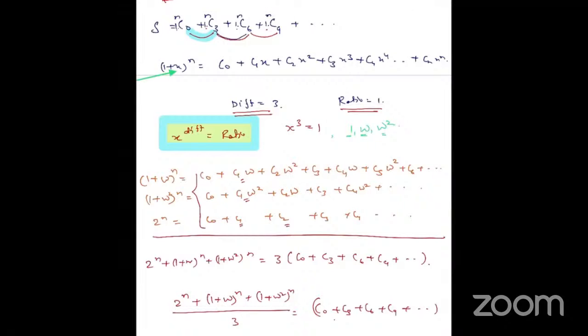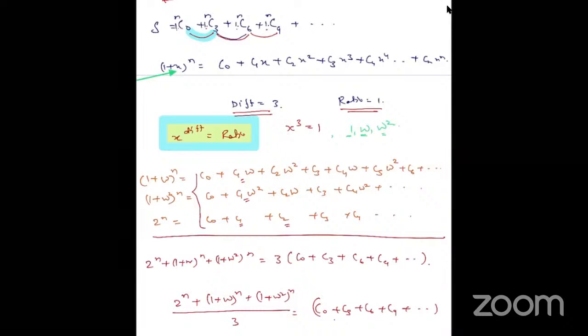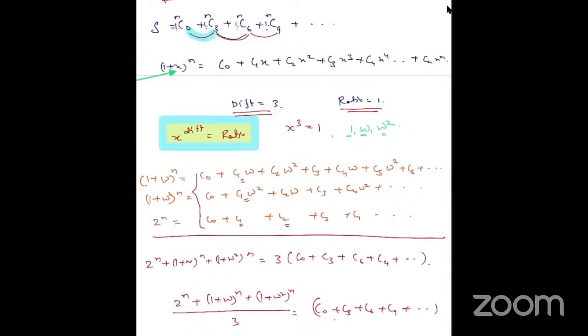Omega to the power 6 means 1. Omega to the power 7 is omega to the power 6 into omega, so that value will be omega. In the same way, you can write later numbers, reducing them into the form of 1, omega and omega square. Right? 1, omega and omega square.